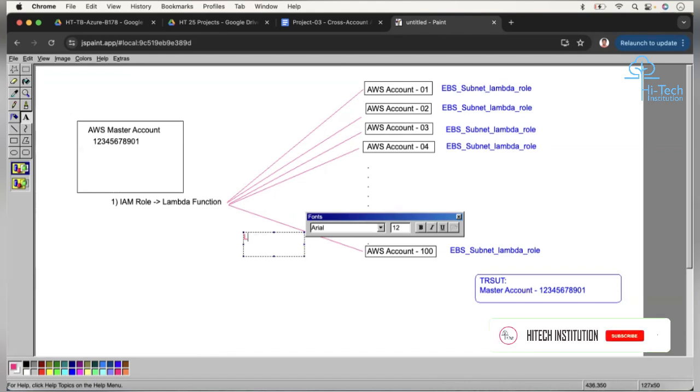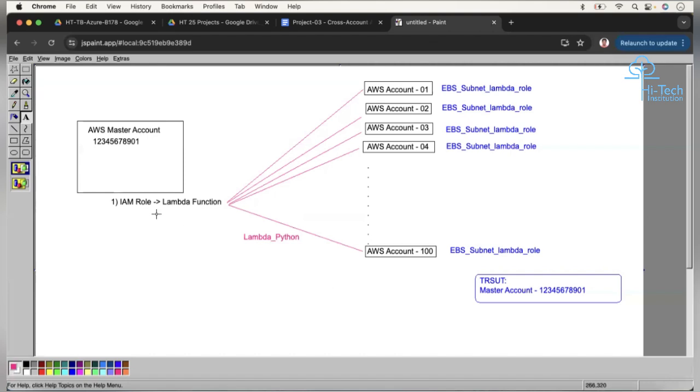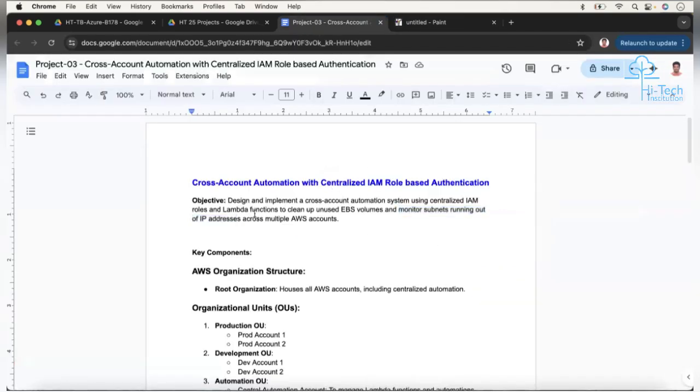Using Lambda Python code, imagine the Lambda Python code. Programmatically, you would be able to authenticate from this role. This is the way of cross account authentication. Your Lambda function is physically available in this particular account only. For getting some information, virtually you are going to log in to all these 100 plus accounts. This is something called cross account.